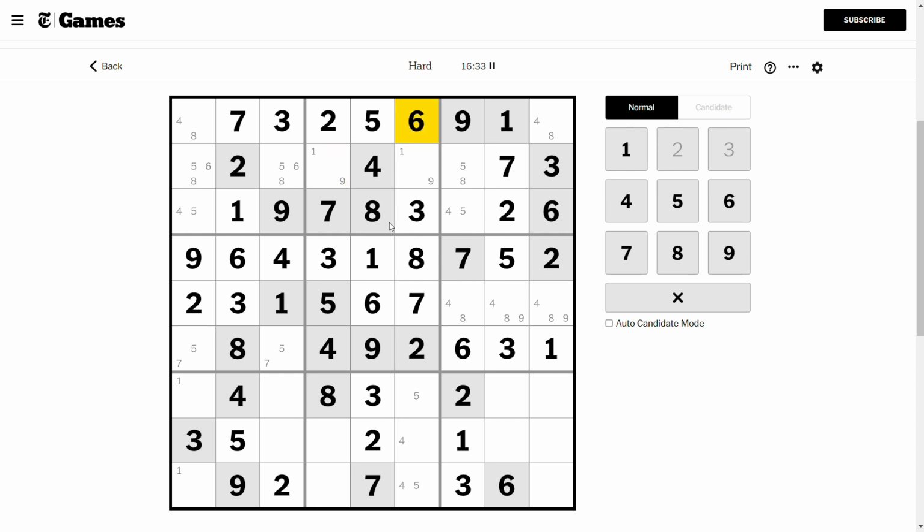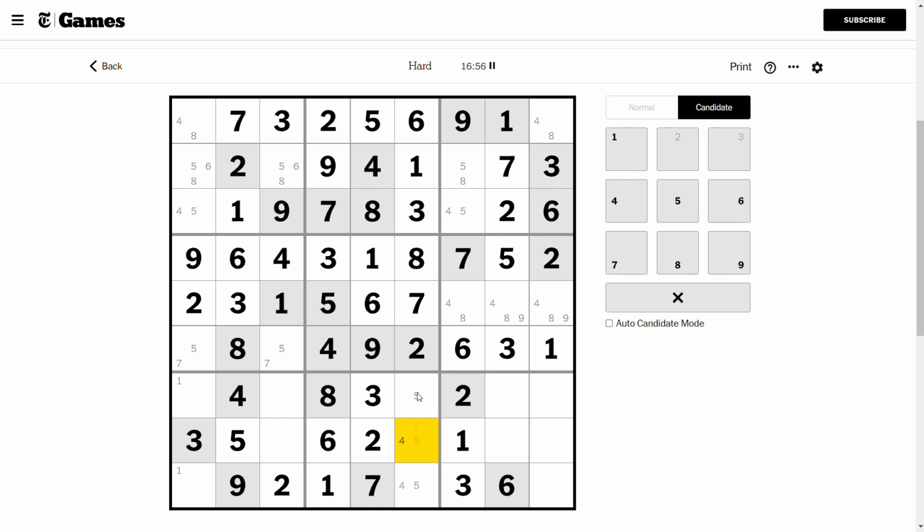In column 4, this cell sees 6, and this cell also sees another 6. So in column 4, the digit 6 is forced into the cell, making the cell 1 or 9. But it sees 9 as well. So the cell is forced to be a 1. This is a 9. Alright. Down here in block 8, 4, 5, and 9 are the digits that go into the open cells.